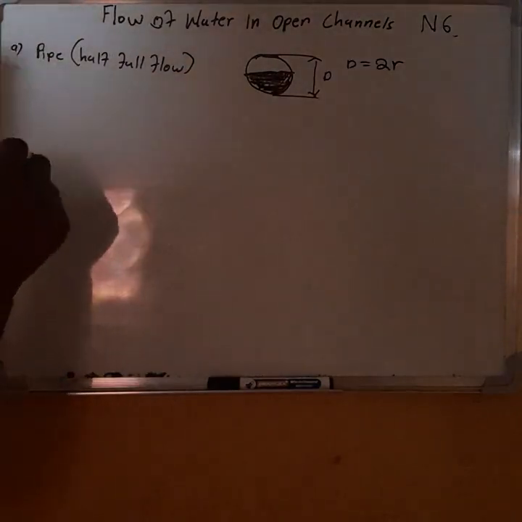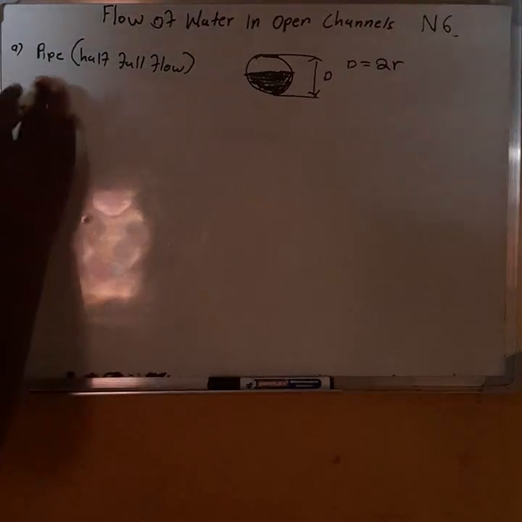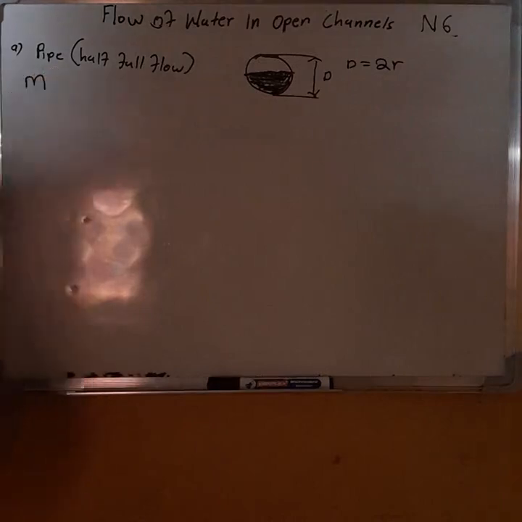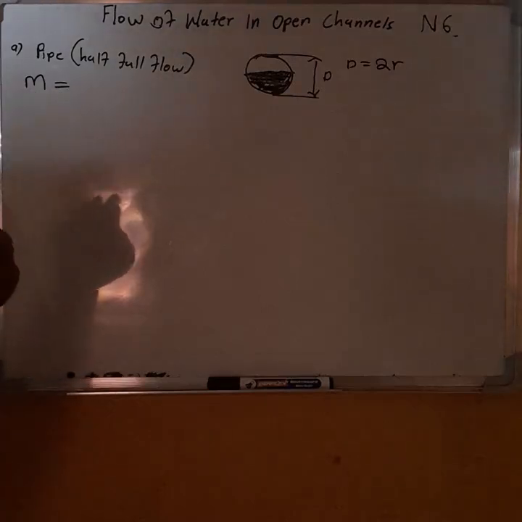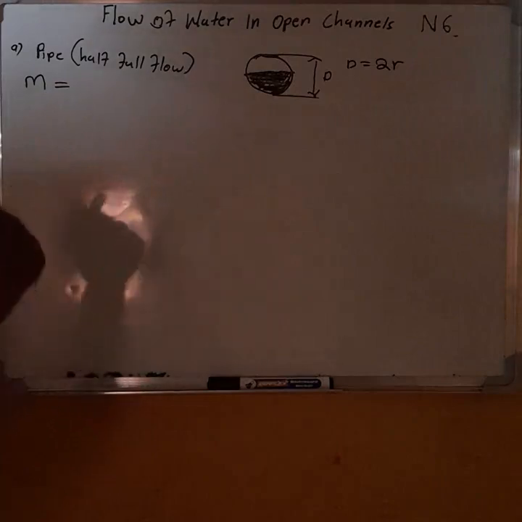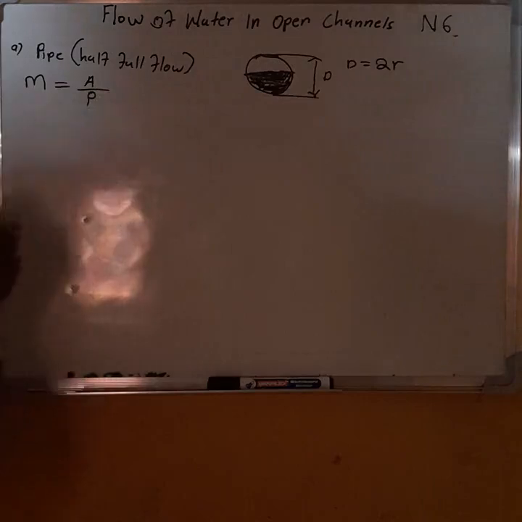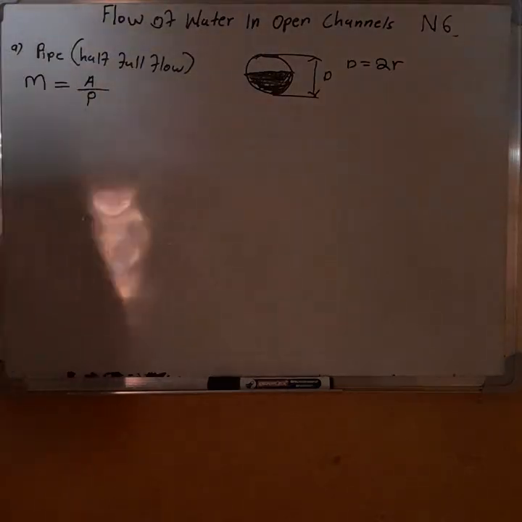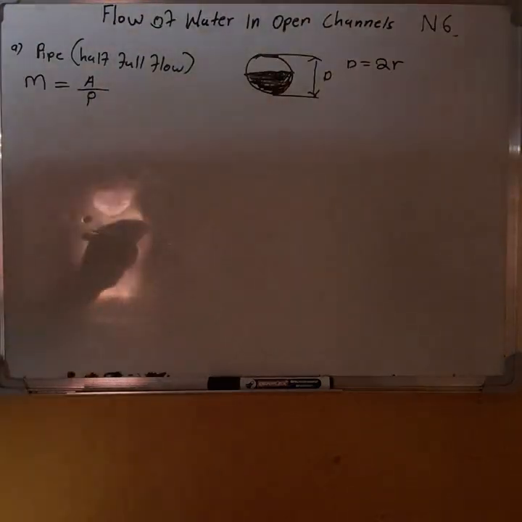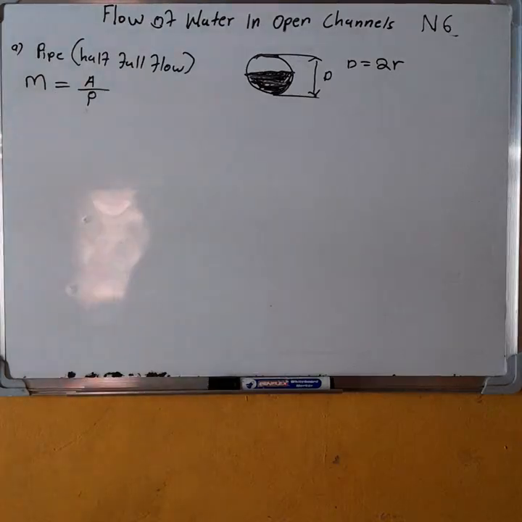Now we have discussed hydraulic mean depth, which is denoted by small letter m. We said it is the cross-sectional area over P, the wetted perimeter, right? Now, your mathematics is needed a bit. Your mathematics is required a little bit here.